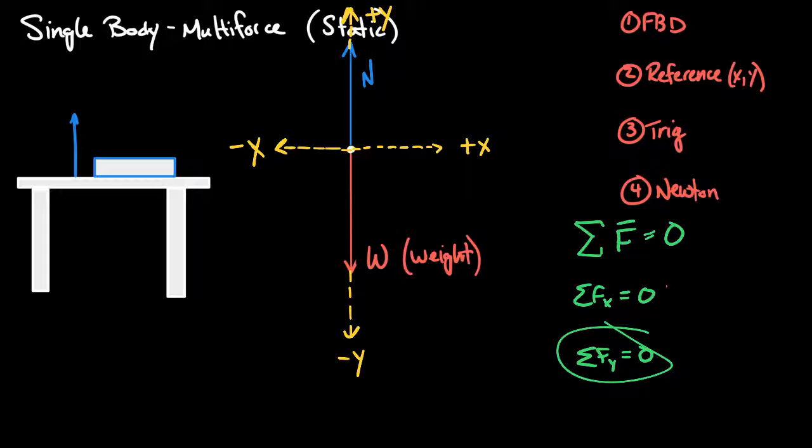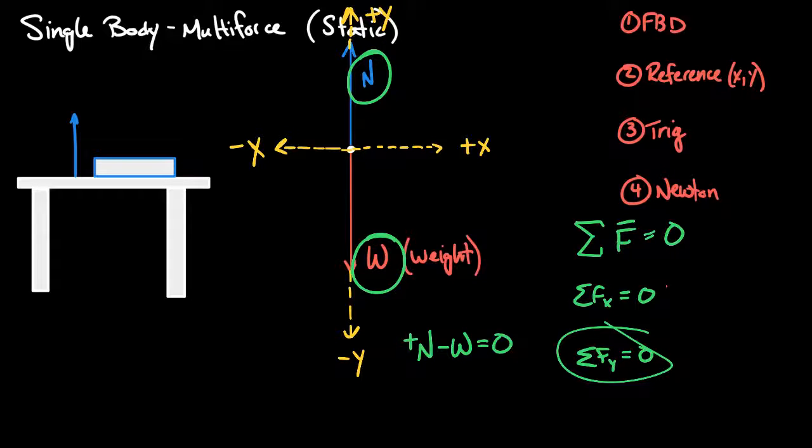But there are forces in the y direction. So this says to add up all the forces in the y direction, taking into account their direction and set it equal to 0. So if I do that, I'll point out that the normal force is in the positive y direction, so positive n. The weight is in the negative y direction, so minus weight. Those are the only forces in the y direction. I've added them all up, and I'll set them equal to 0.